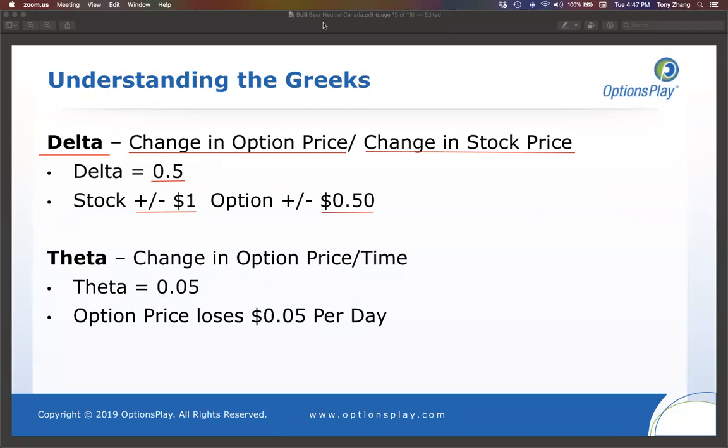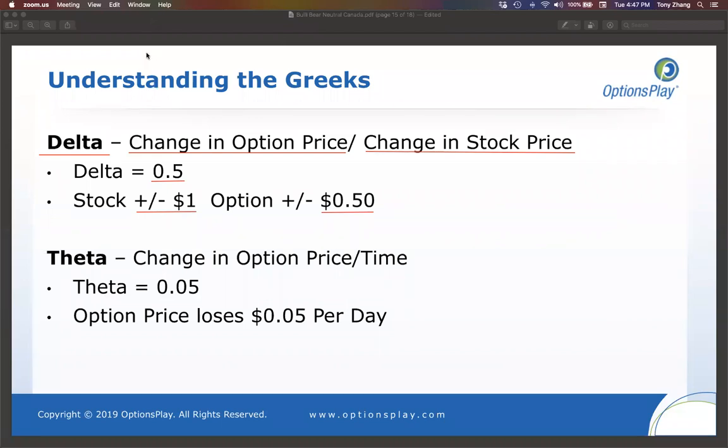So delta gives you a sense for how much you should expect to make or lose on your option if the stock moves $1 in your favor or $1 against you, giving you a rough estimate as to what your P&L is on every single trade. Now, what I'm explaining to you is simply for conceptual purposes. I don't expect you to remember this. I don't expect you to do the math in your head. Options Play actually calculates all of these things for you, but it's just important to understand these from a concept.